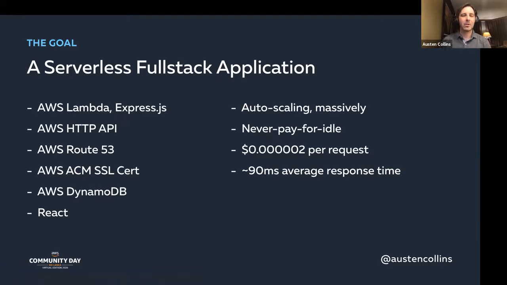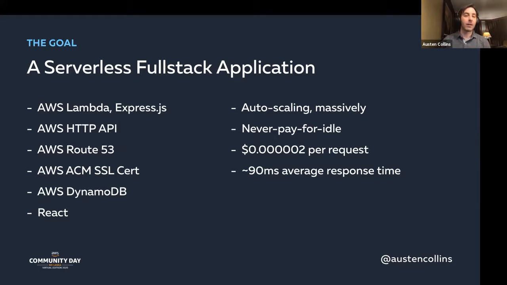And here's how I describe that full stack application that we're gonna deploy here. It's built on AWS Lambda. That's for the backend. And within AWS Lambda, we're going to be using Express.js. Additionally, we're using Amazon's new API gateway product. It's HTTP API, which I believe is about 50% cheaper than their original API gateway product and a lot faster.